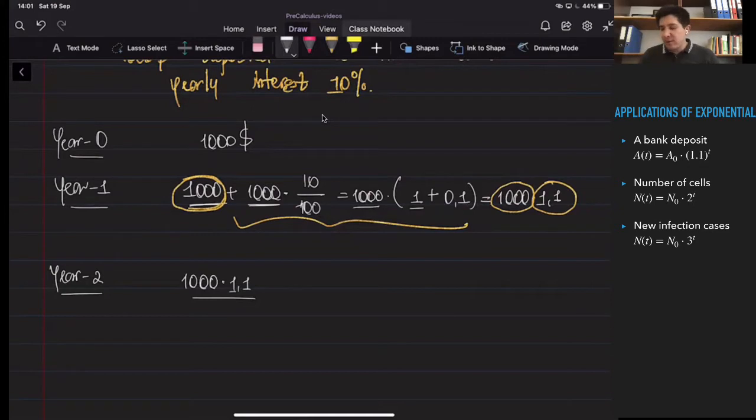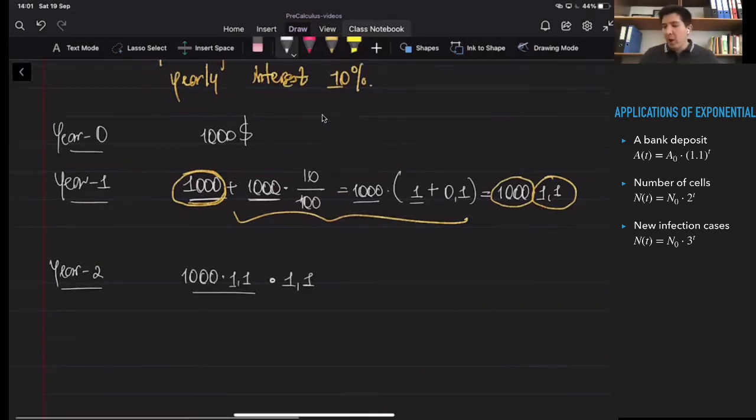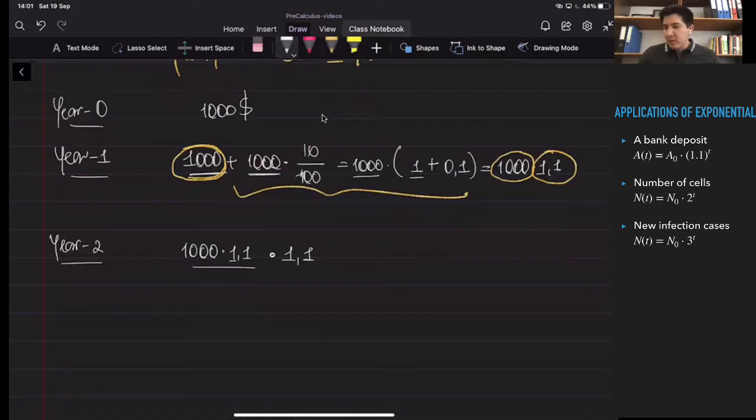And I have reinvested this. Additionally to this, this number is going to be increased by 10%, right? So this is going to be multiplied by the 1.1. I hope that you understand why we're multiplying this by 1.1. If not, let me explain this one more time.